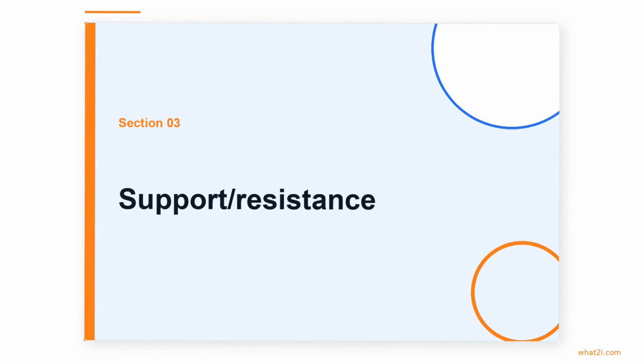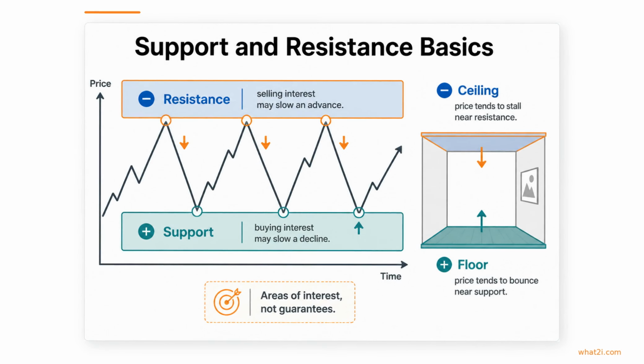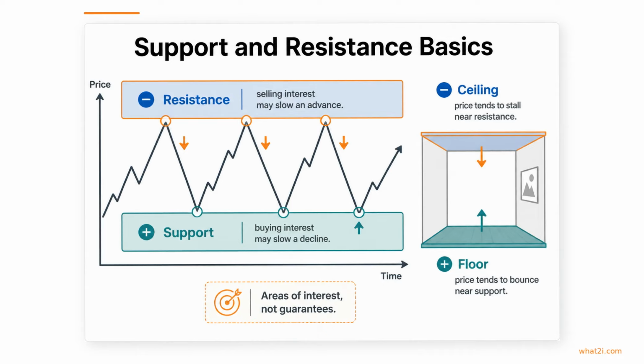Section 3. Support and Resistance. Support and resistance are price areas where buying and selling pressure often become uneven enough to shape market movement. Support is the area where a decline may slow because buyers begin stepping in. Resistance is the area where an advance may stall because sellers become more active. The simplest mental model is a floor and a ceiling, but real charts are rarely that neat. Price can bounce between these areas for quite a while as traders react to familiar levels.